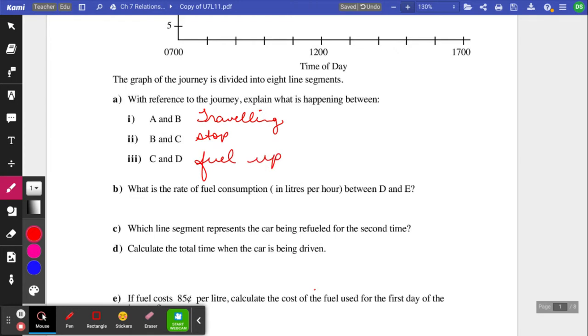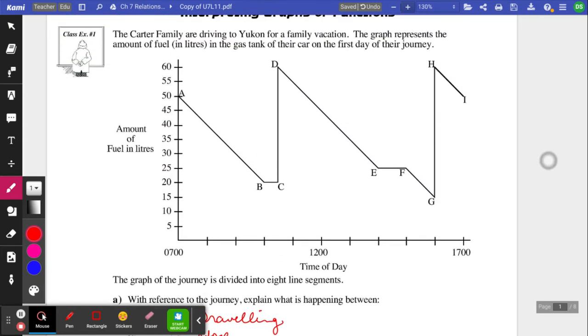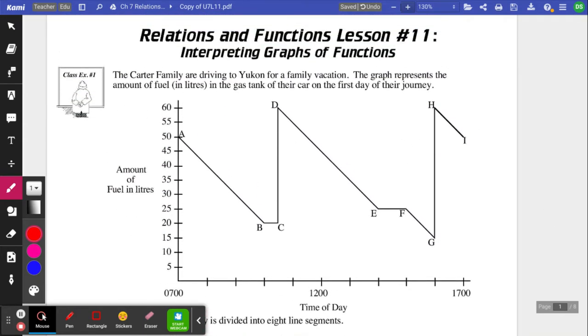Then it says, what is the rate of consumption in liters per hour between D and E? How would you know what to do? What would you need to figure out? Liters per hour. Two things you have to figure out: the liters and the hours.